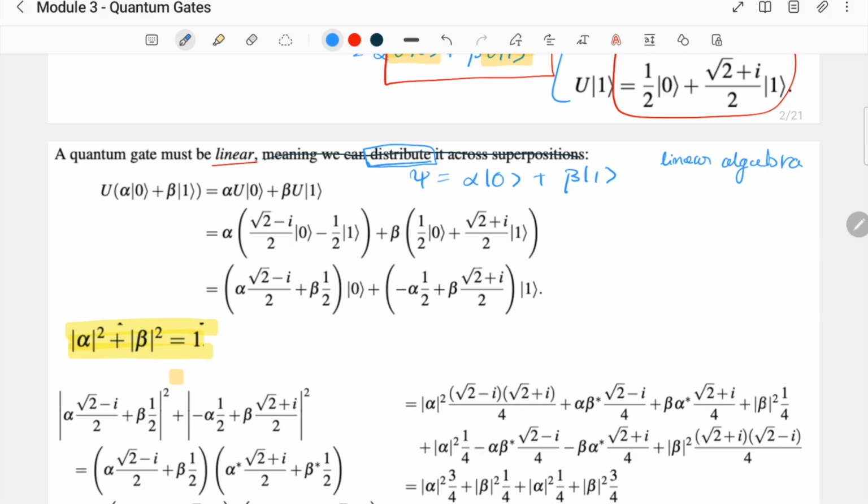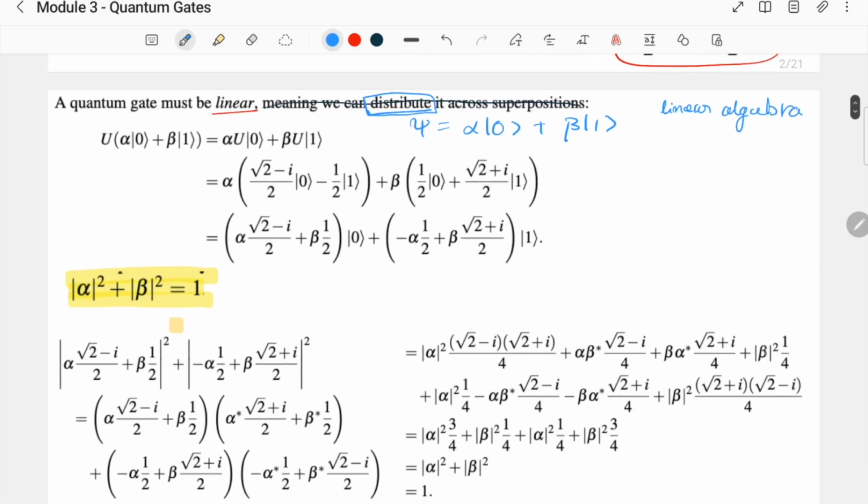So we can look at this and obtain the final state as this. You see, we started with alpha and beta, and we end up with, let's say, alpha dash and beta dash, something of the format alpha dash 0 plus beta dash 1.